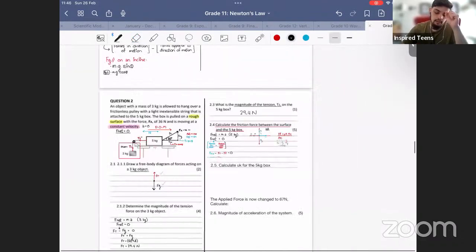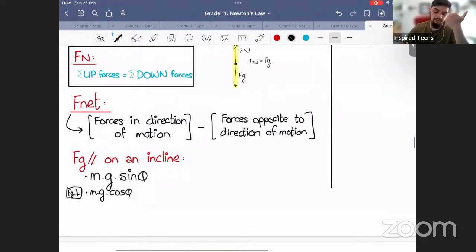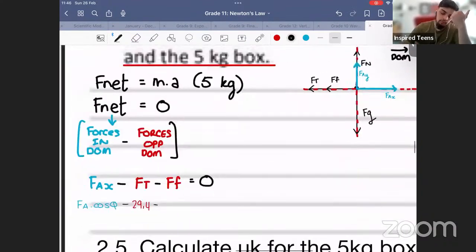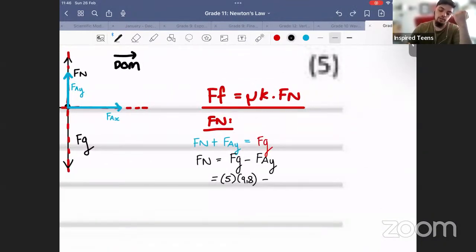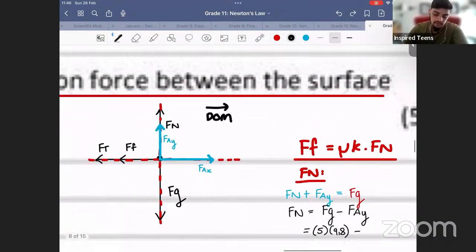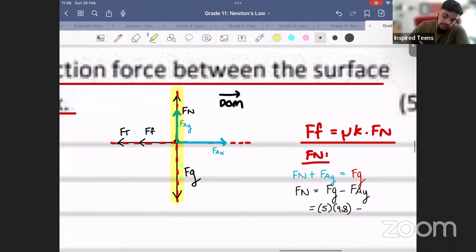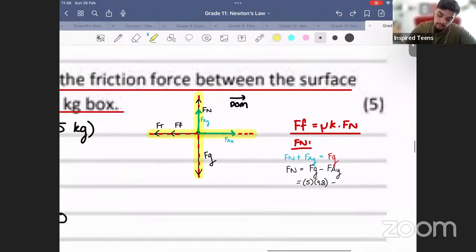So let's just go through it one more time. F net is equal to forces in the direction of motion minus forces opposite to the direction of motion. Friction is equal to mu k times Fn. How do you get Fn? You always say up forces are equal to down forces, 100% of the time. What's extremely important is to draw your free body diagram with your vertical and your horizontal forces only. You don't want any diagonal forces in your final free body diagram.